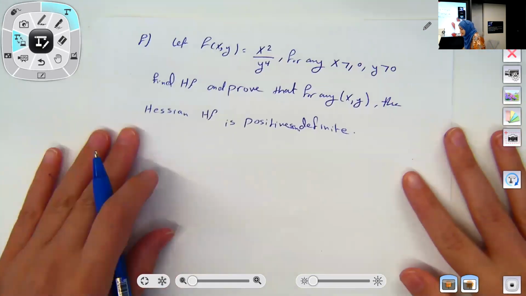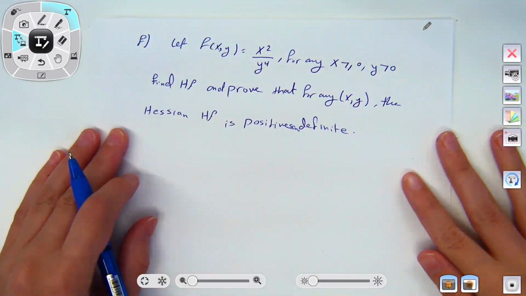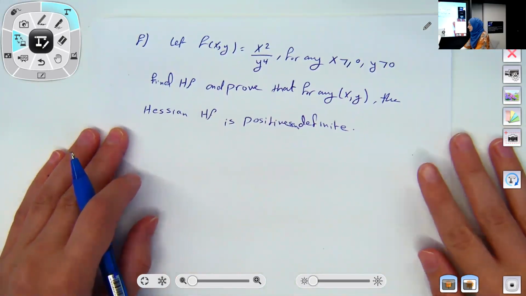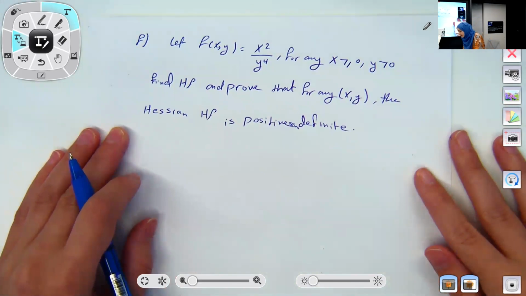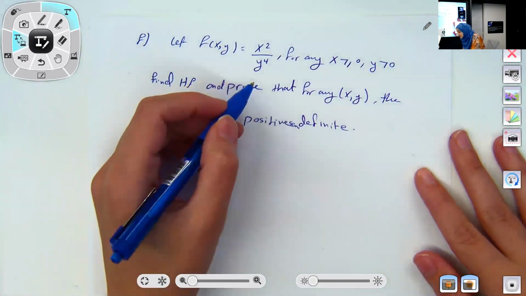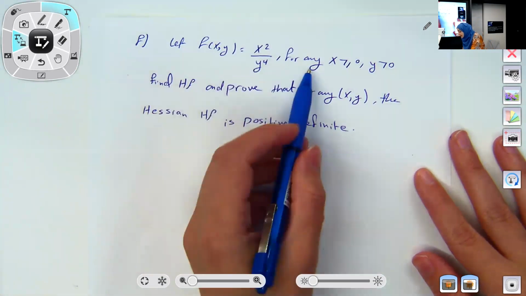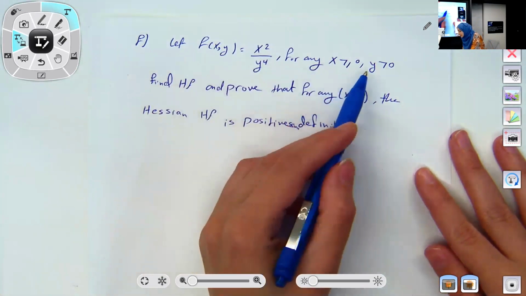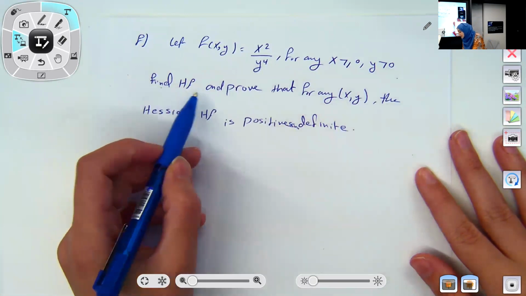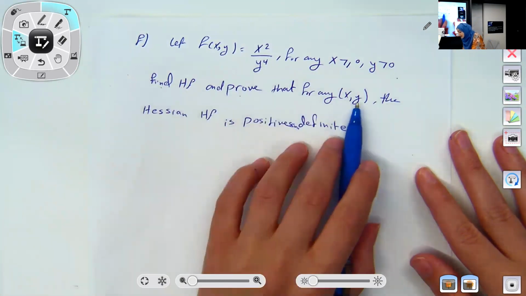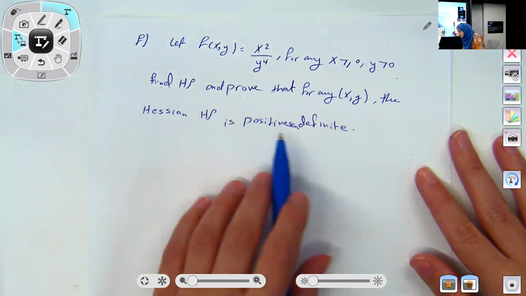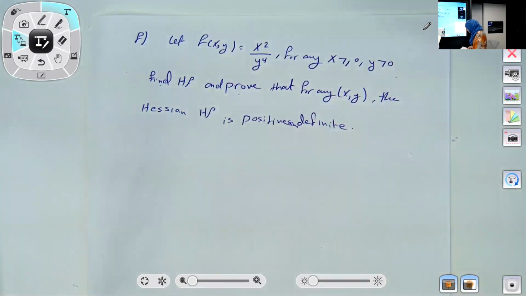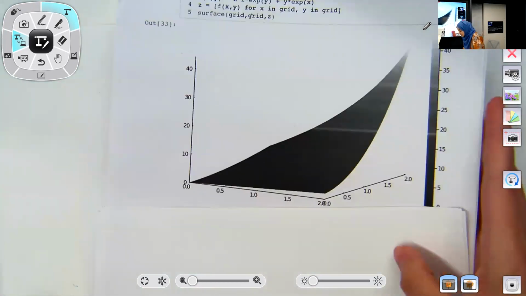Okay. Now let's move to the second question here. The second question they ask: let f of (x, y) equal x squared divided by y to the power 4 for any x greater than or equal to 0 and y greater than 0. Find the Hessian and prove that for any (x, y), the Hessian matrix is positive semi-definite. If you try to use Julia code and plot this function, you will get, yeah, this is the Julia code.